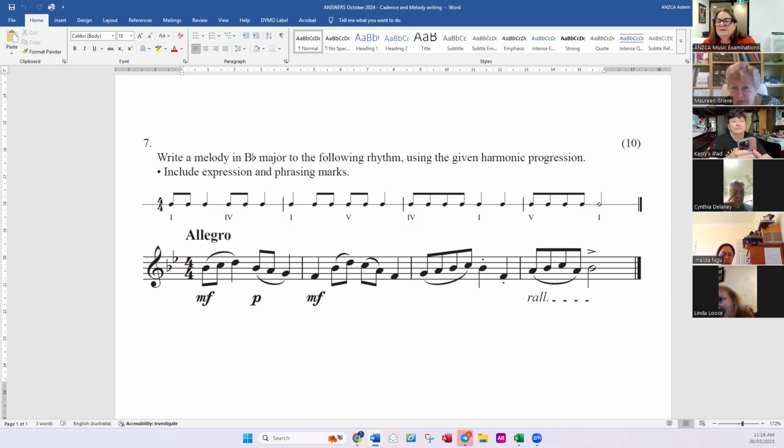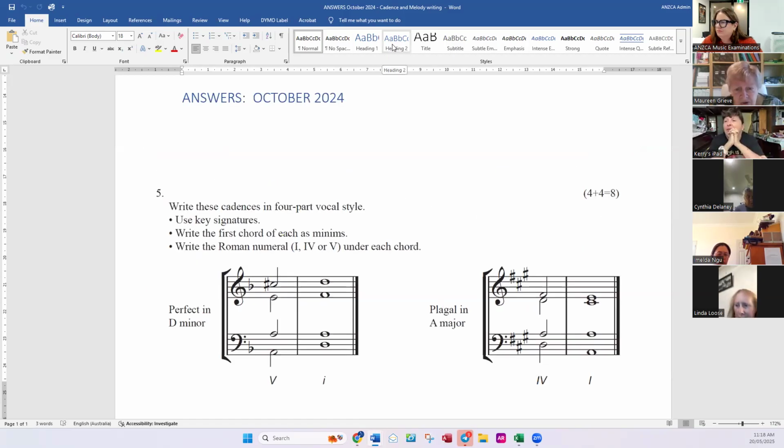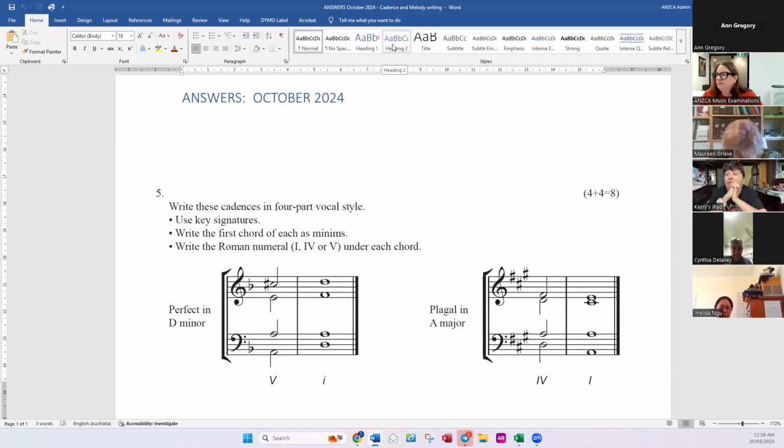Any comments? No comments? But where possible, I do try to give at least a 6. But if it's not quite there, it might be a 5.5.